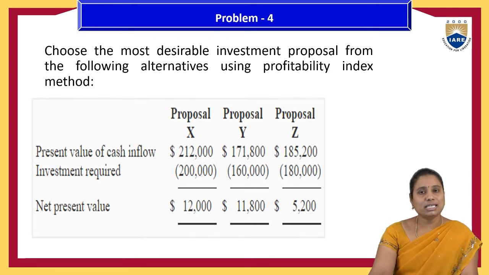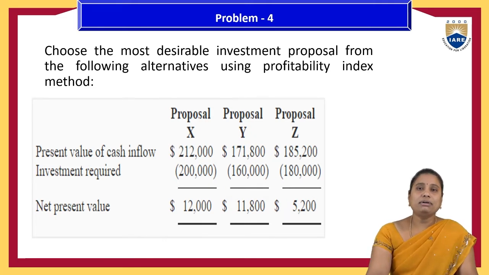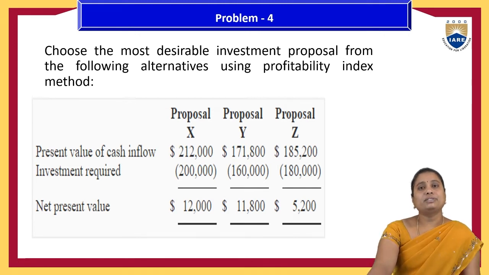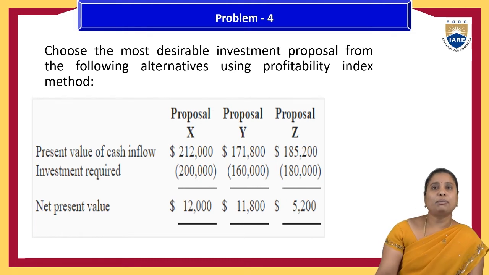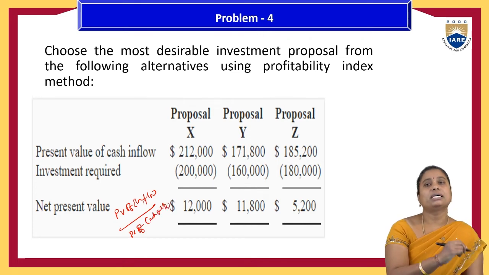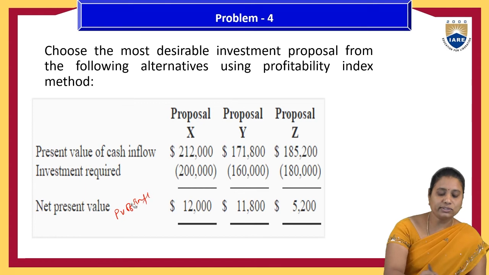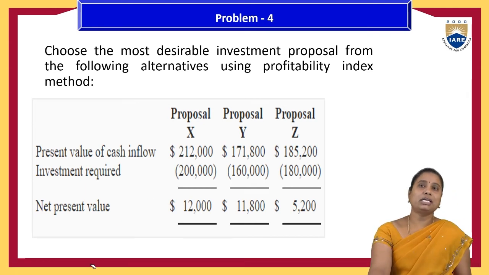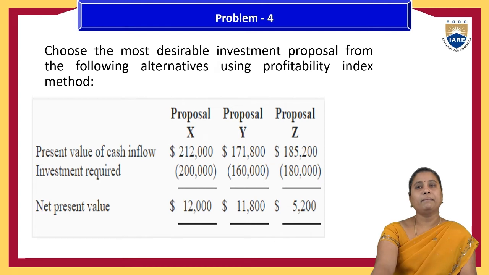Choose the most desirable investment proposal from the following alternatives using the profitability index method. The profitability index method is the same only. In NPV, we take present value of cash inflows minus present value of cash outflows. Whereas the profitability index means present value of cash inflows divided by present value of cash outflows, taken as a ratio or percentage. Instead of subtracting that amount, if we take the percentage, then it is called the profitability index method.